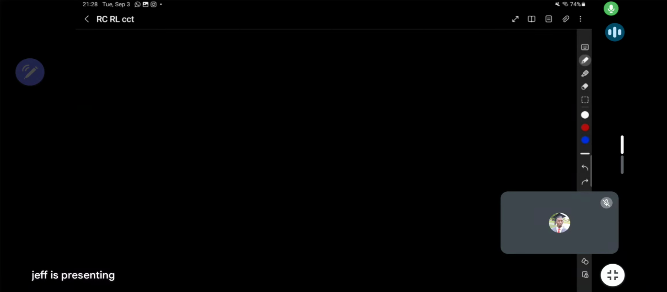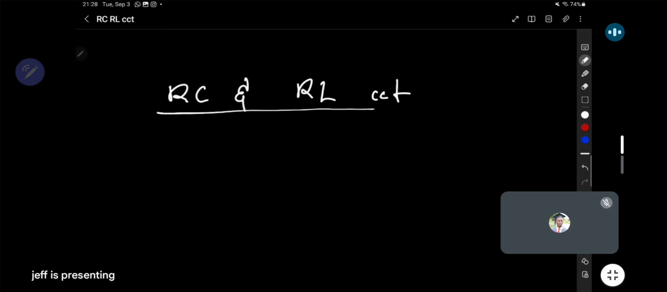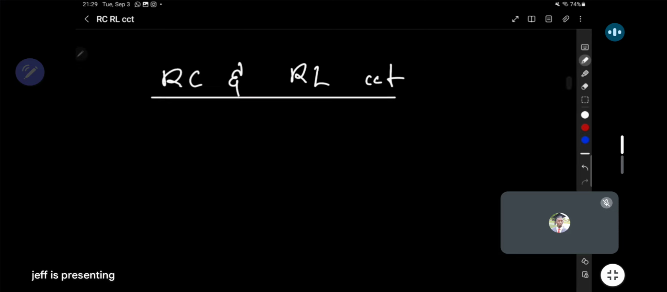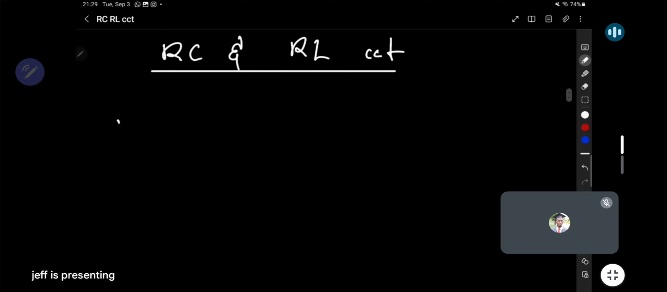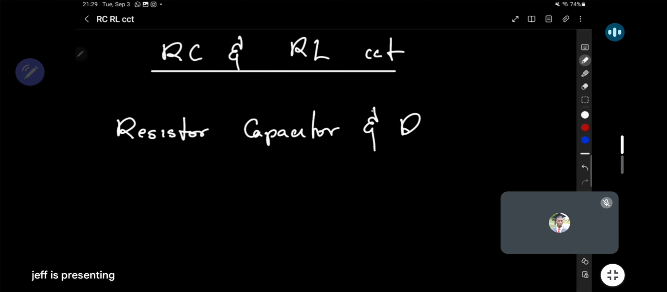Okay, so in this class, we're going to look at RC and RL circuits. The first thing is to understand what RC and RL represent. RC is going to be the resistor-capacitor circuits, and then RL is going to be the resistor-inductor circuits.